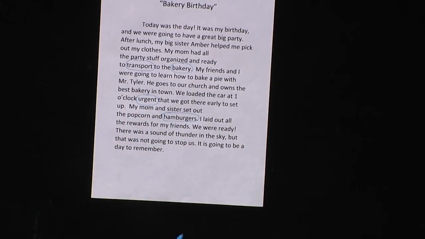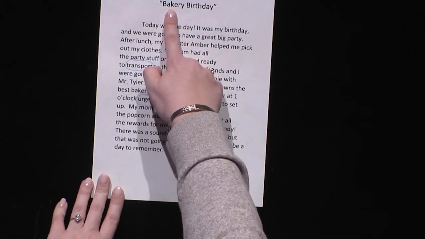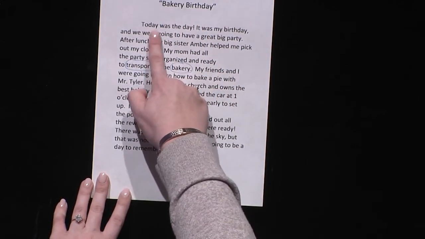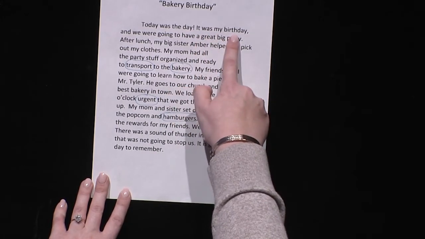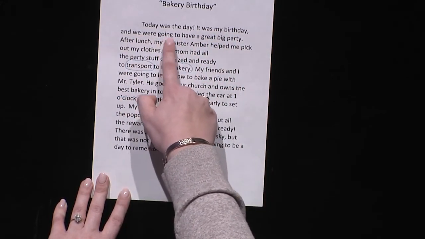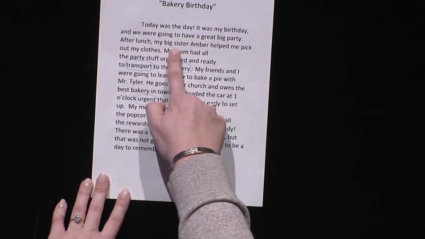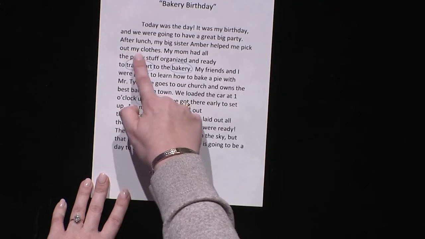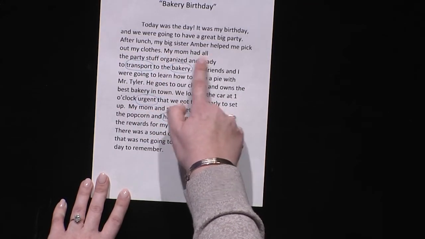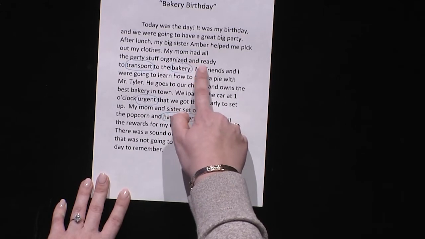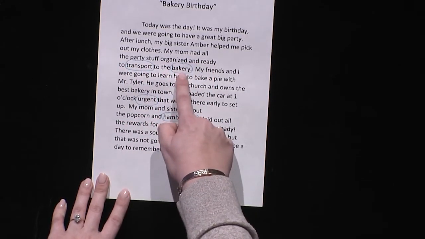Very good. Now, I want us to take some time to reread it now that we've identified the words we syllabicated together. I'll lead you, and I want you to track and follow along as I read. Bakery Birthday. Today was the day. It was my birthday. And we were going to have a great big party. After lunch, my sister Amber helped me pick out my clothes. My mom had all the party stuff organized and ready to transport to the bakery.